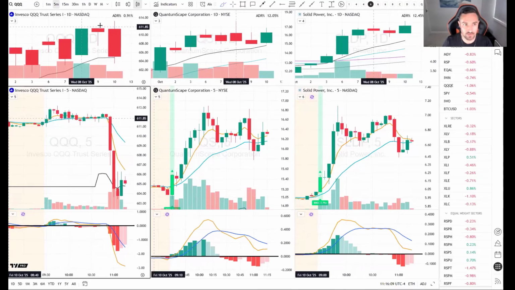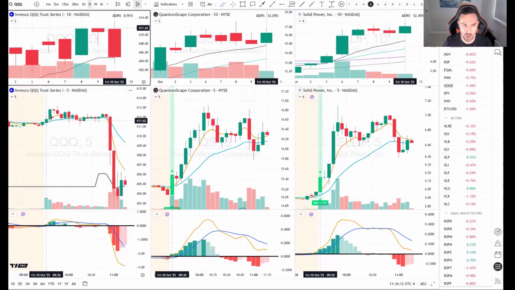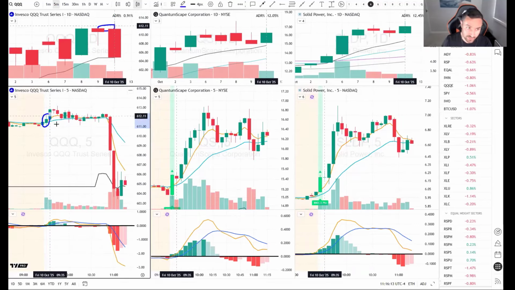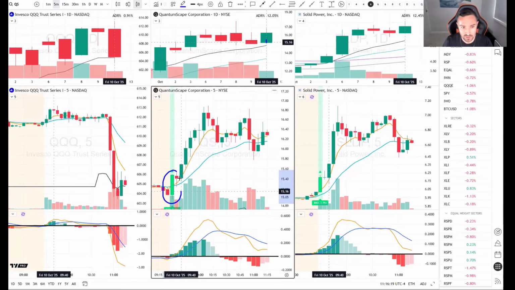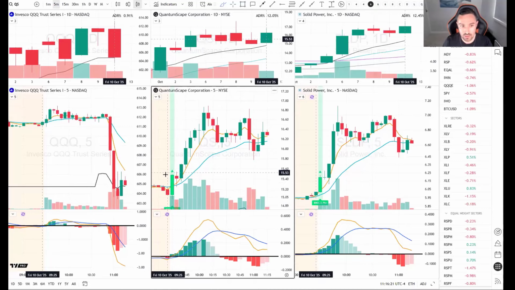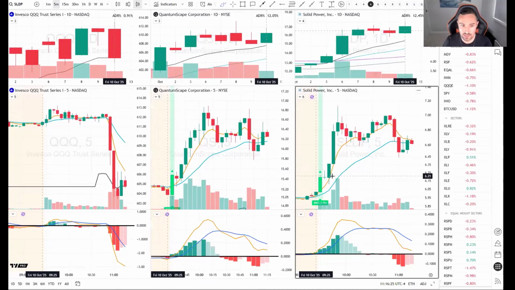It is in the context of trying to overcome the prior session's high, making a new all-time high. So it's not showing a significant amount of commitment and then does start to break out. But even if you're looking at this bar here relative to this bar here for QS, it opens near the low, closes near the high, strong bar. Here, SLDP opens near the low, closes near the high.